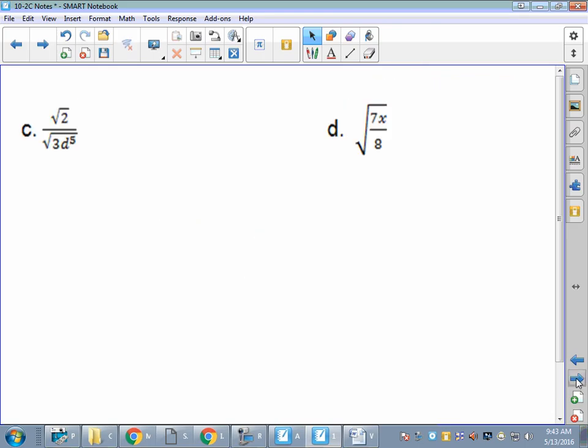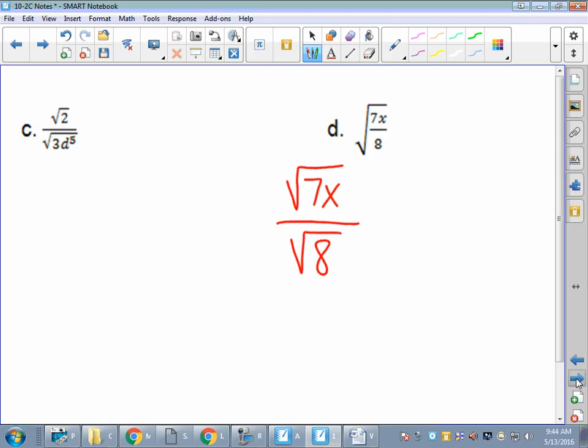So let's try letter D. We've got ourselves a variable in there. So just like letter A, I'm going to break this up into two parts first. So I'm going to say that's the square root of 7x over the square root of 8. So when you see a problem like that and it says simplify, first thing you're going to do is break it up. Second thing you're going to do is say, uh-oh, I've got myself a square root in the denominator. I know Mrs. Stauffer will not be happy if I leave it like that.